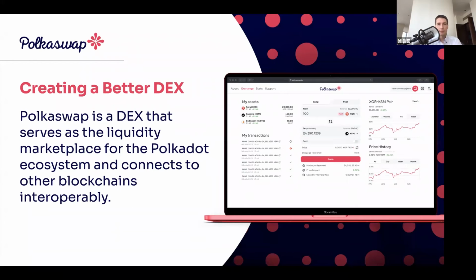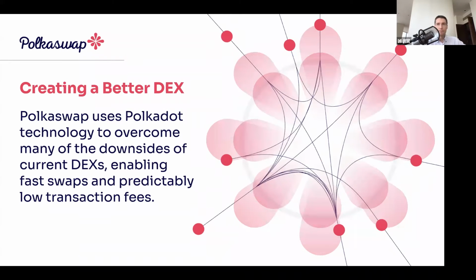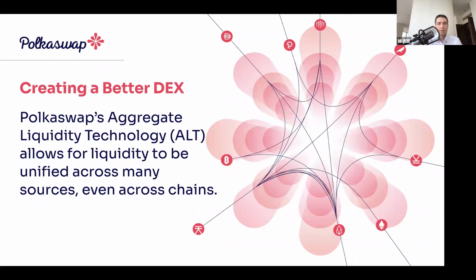So to create a better DEX in Polkaswap, we've done quite a lot of work on fixing these problems. So one, we use Parity Substrate as the blockchain basis, and so transactions are much faster and much cheaper. I'll show you in a few minutes. I'll just show you the product, and you can see how it is. It's very different from Ethereum. And we can even combine liquidity from multiple exchanges using aggregate liquidity technology. We're working on developing this, but the idea basically is that you can get price quotes from many different liquidity sources and execute against them.